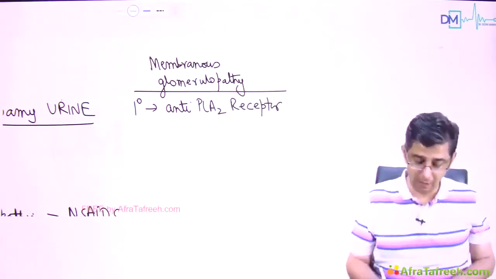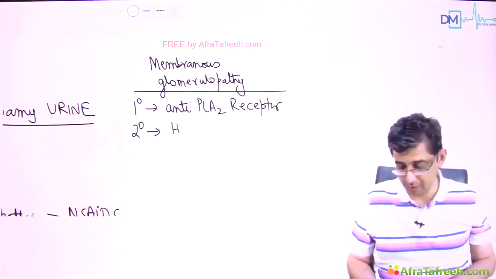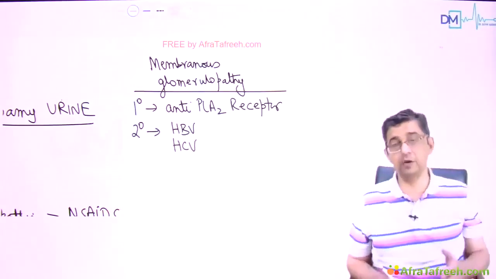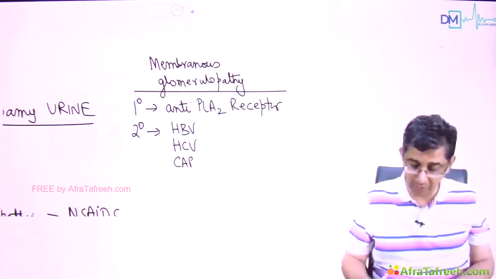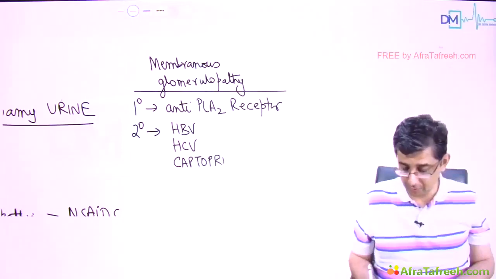biopsy. For the secondary membranous glomerulopathy, one of the important viruses responsible is hepatitis B, then hepatitis C. Then for drugs, you need to remember drugs like captopril, D-penicillamine. D-penicillamine is a chelator that is given to manage these patients.